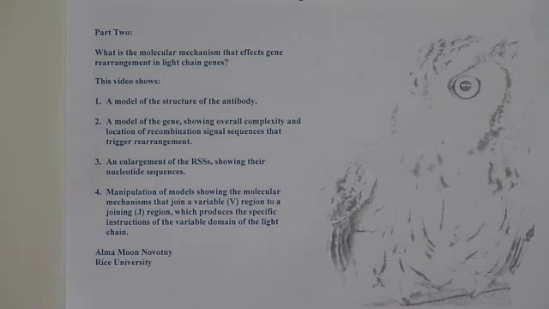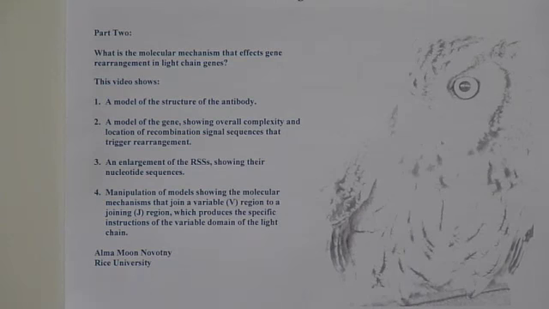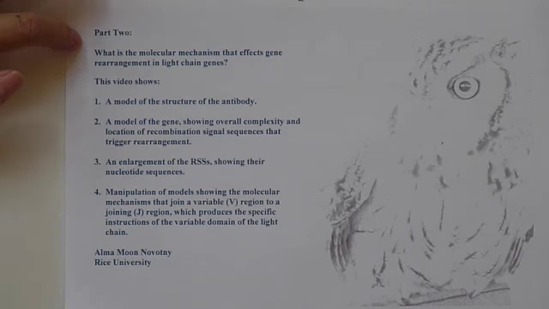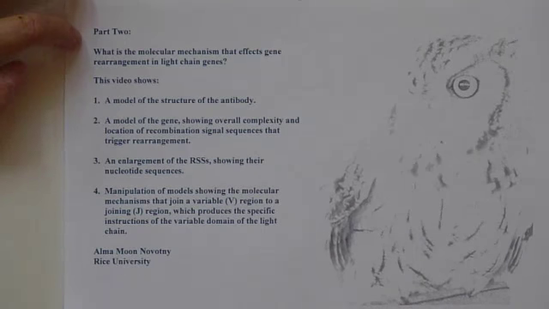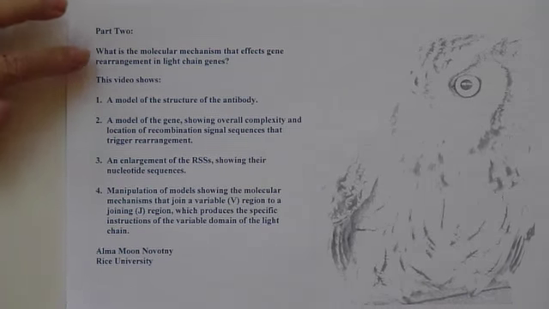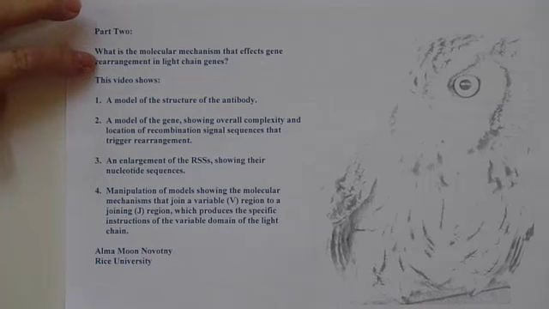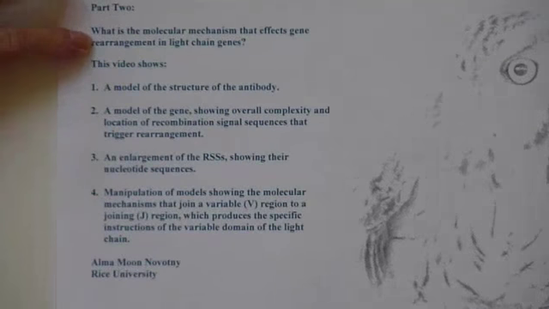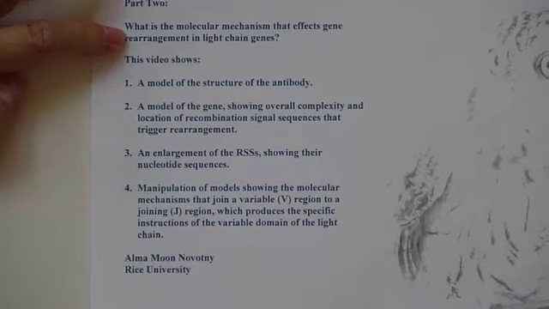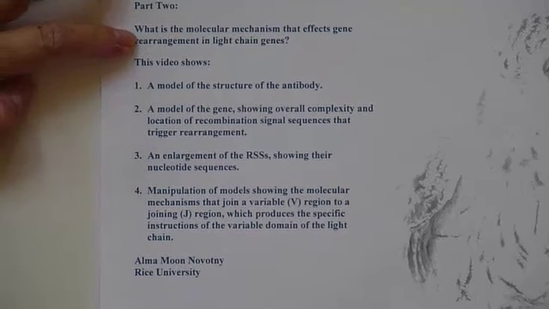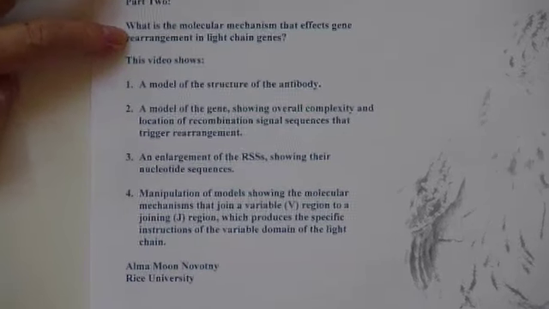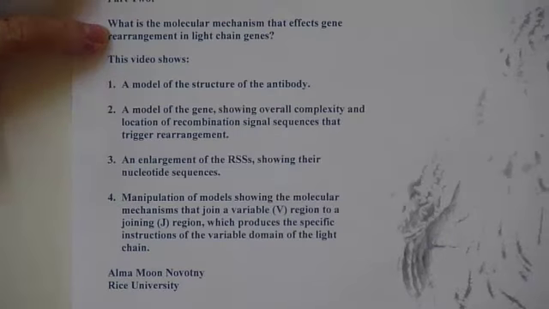Welcome to the continuation of Lecture 5 video supplements. This one is part 2 on the function and rearrangement of immunoglobulin genes. We're looking at the specific molecular mechanisms that allow one part of the DNA to break and rejoin with another part of the DNA in order to produce this rearranged gene.